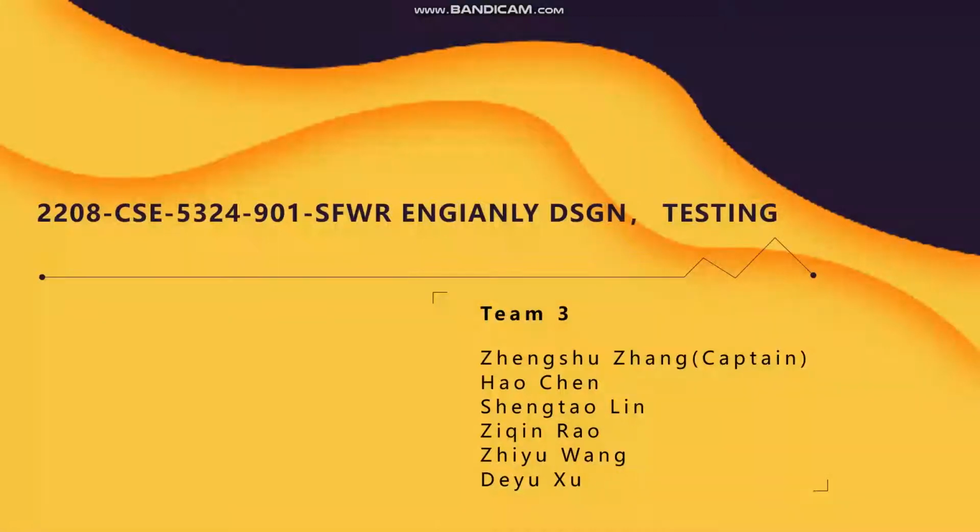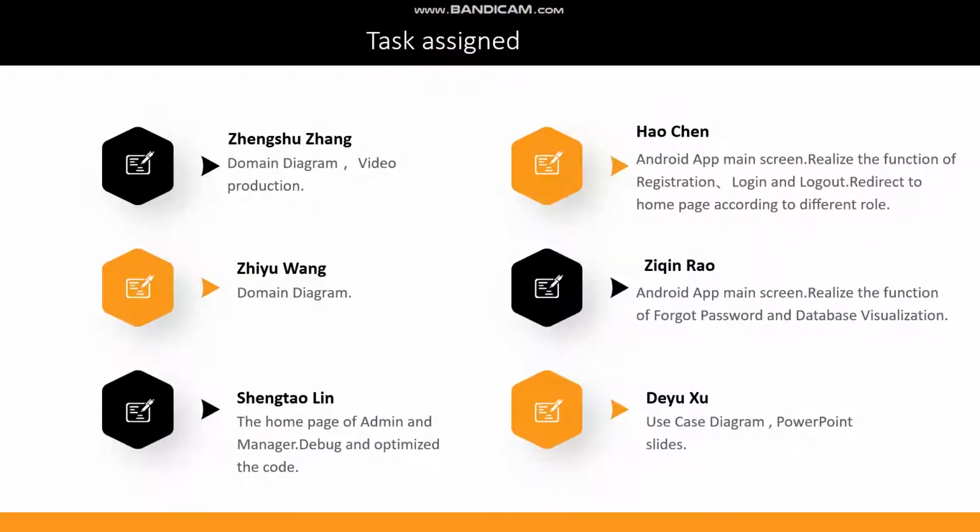This is the first iteration of the 5324-901 Software Engineering class project. We are Team 3 and I'm Team Leader Zhengshu Zhang. First, I'm going to show our division of labor. This is how we assign the different works.